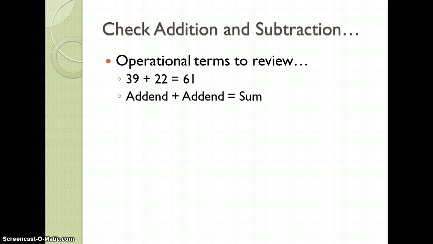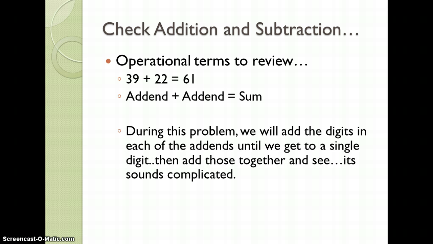So the final thing we're going to talk about today is check addition and subtraction. So operational terms to review. Let's see, we had 39 plus 22 equals 61. We have an addend plus an addend equals the sum. During this problem, we'll add the digits in each of the addends until we get to a single digit, then add those together and we'll find out. Sounds complicated, but I think you'll get the hang of it once we take a look.